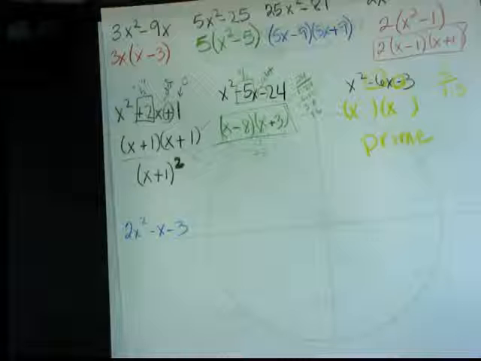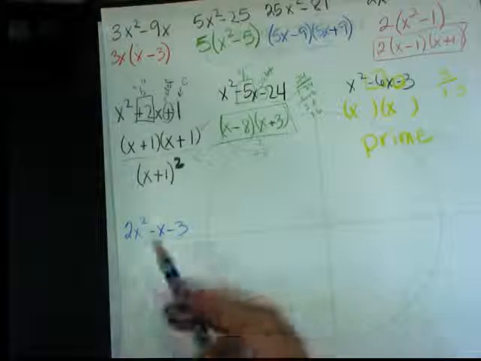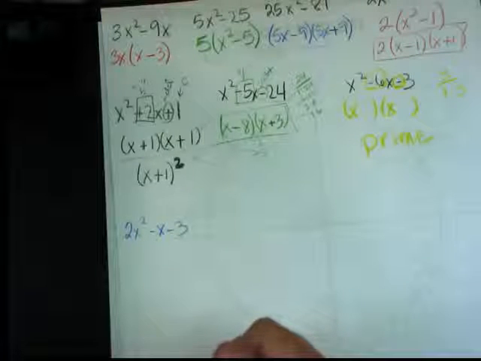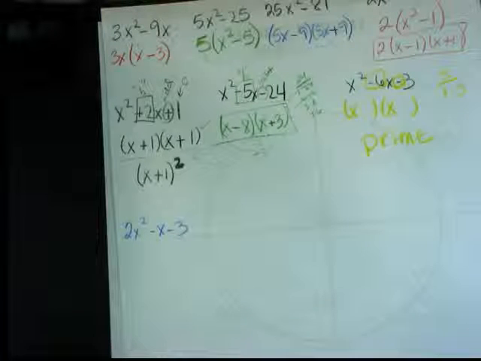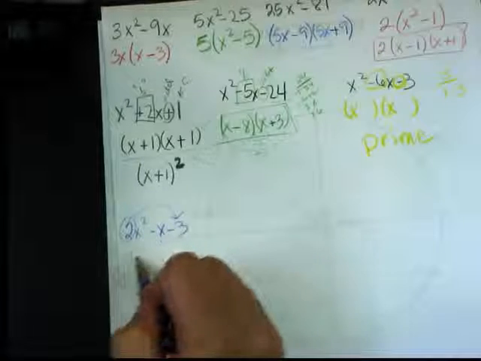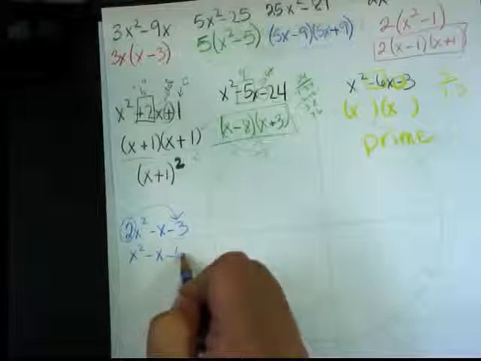First thing we need to consider is, is there a GCF? Is there something in common with the 2, the 1, and the 3? And the answer is no, there's not. So now we're going to go through our bottoms-up method. The bottoms-up method says we're going to take our A and multiply it to C. So I get x squared minus x minus 6.